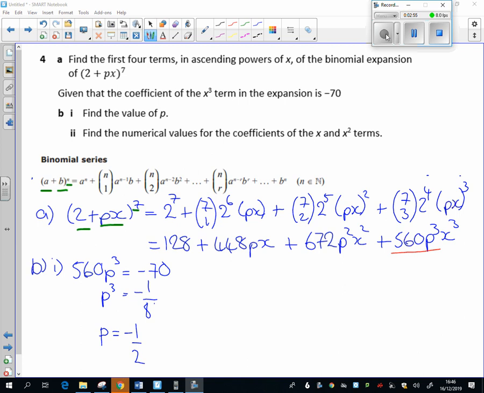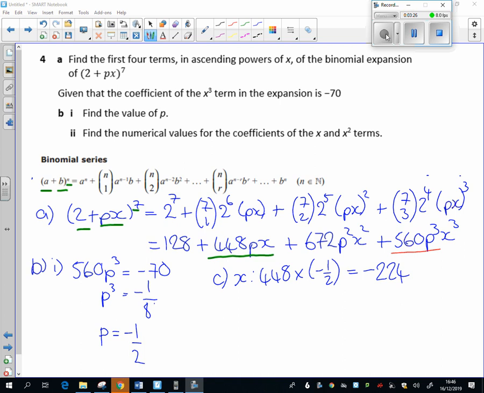Okay, and then I can just about fit this on, I think. So find the numerical values for the coefficients of x and x squared. Well, that's really just a bonus mark. Now we've got the value of p. The coefficient of x is just going to be 448 multiplied by minus a half, so minus 224, and make sure you just write minus 224, not minus 224x.